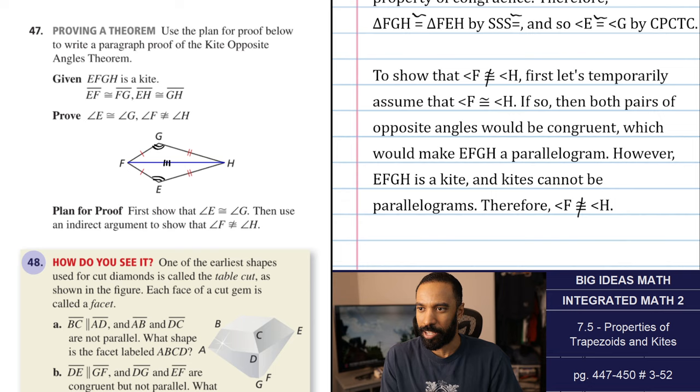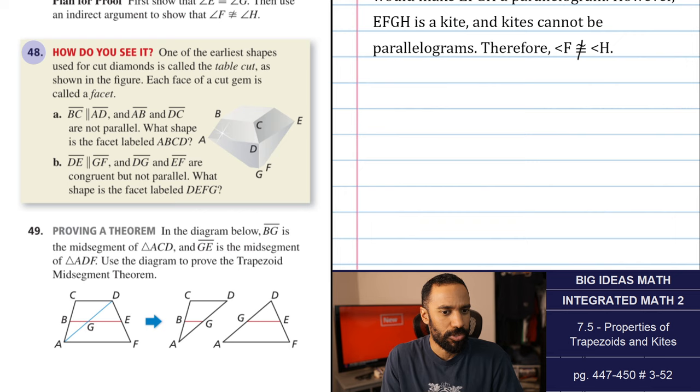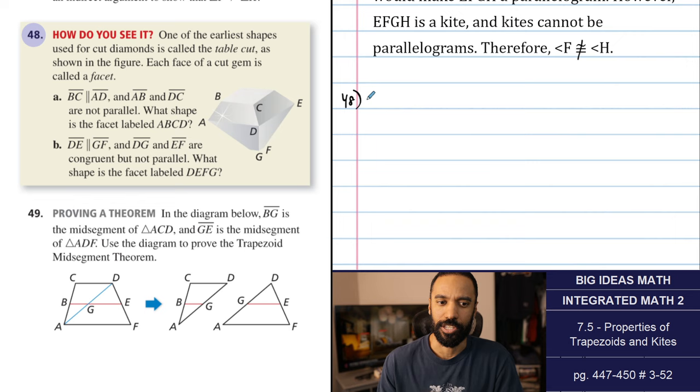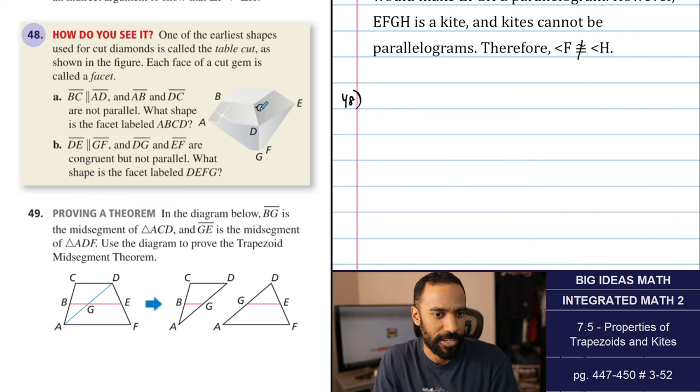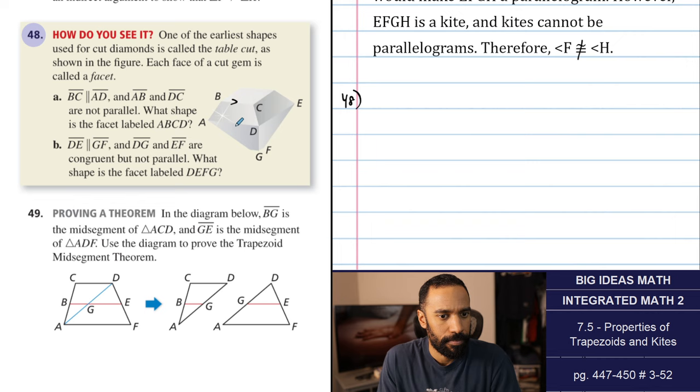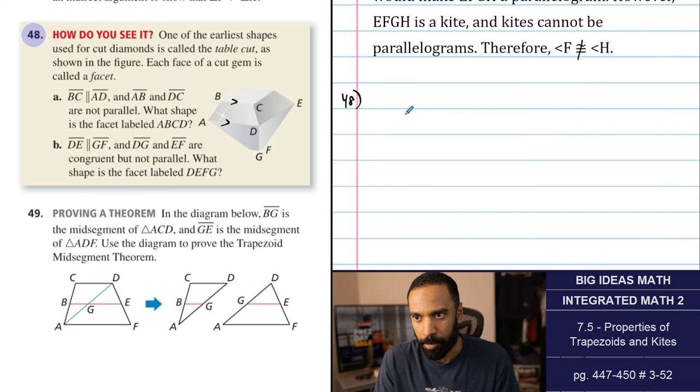All right, number 48. How do you see it? Is that a diamond? One of the earliest shapes used for cut diamonds is called the table cut, as shown in the figure. I see trapezoids in there. Each face of a cut gem is called a facet. So these are faces. There's a face, there's a face, there's a face. BC is parallel to AD. I see it as a diamond. And AB and DC are not parallel. What shape is the facet labeled ABCD? Well, it's a trapezoid. That's kind of what I was saying before.